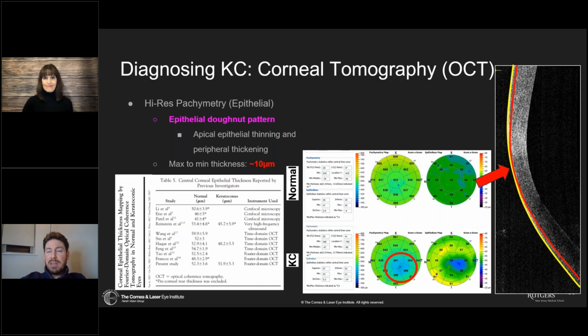And what you'll get are these epithelial donut patterns. So if we get a couple more clicks here, you'll see we get that sort of ring shape there. So you get the thinning in the center and the thickening around it.